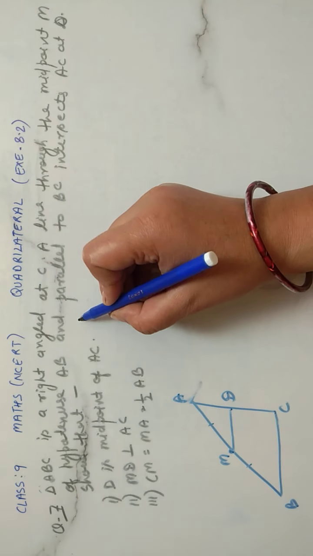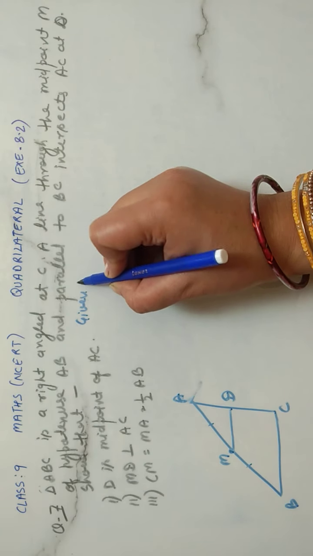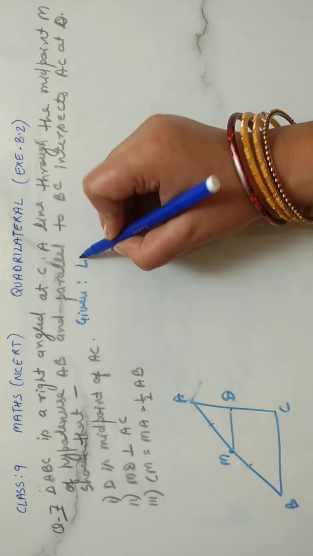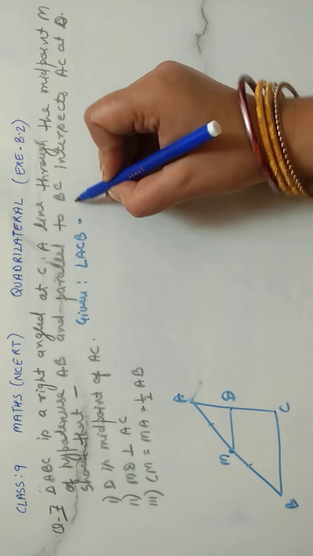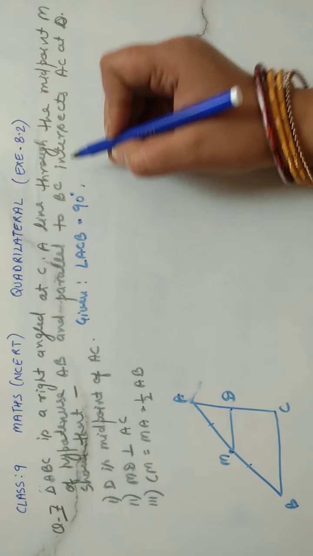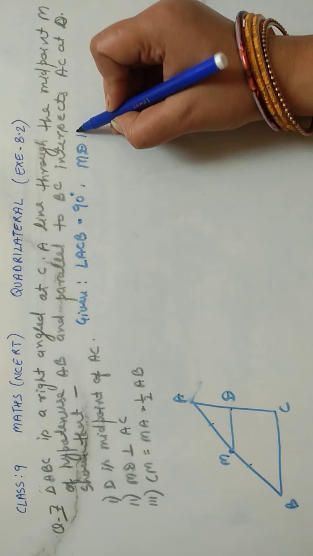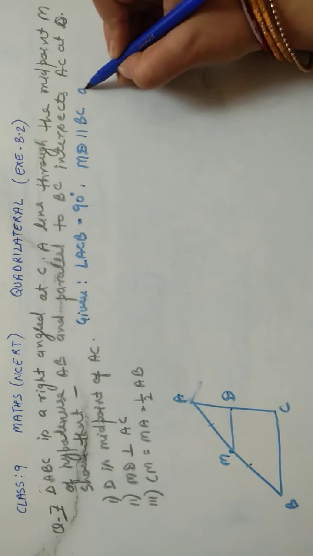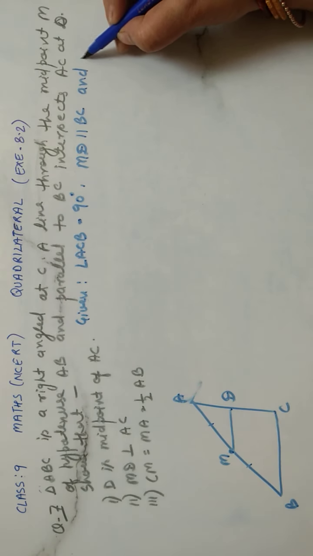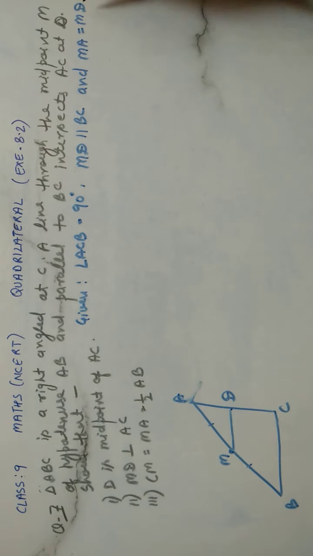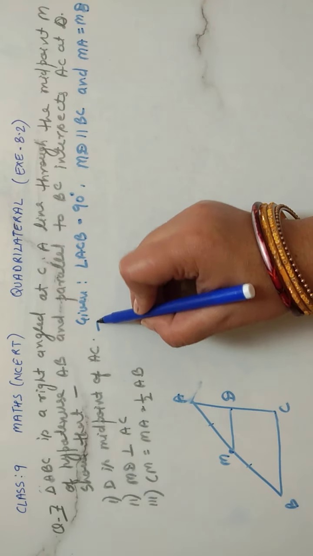Now see the solution. The things given to us are that angle ACB is 90 degrees, MD is parallel to BC, and MA is equal to MB because M is the midpoint. These three things are given to us. Now, what do we need to prove?